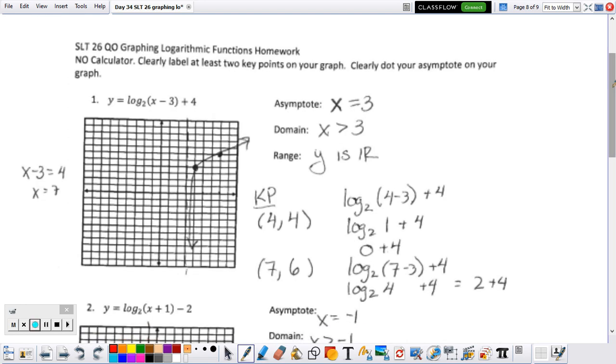The KP, just so you see this here, Miss Weiss calls those the key points. I like to make tables. She likes to write ordered pairs.